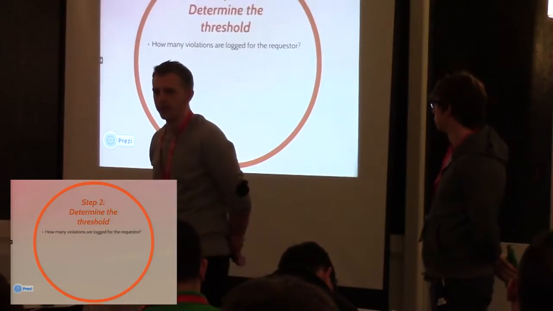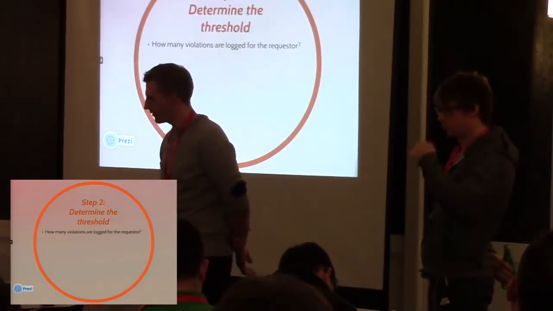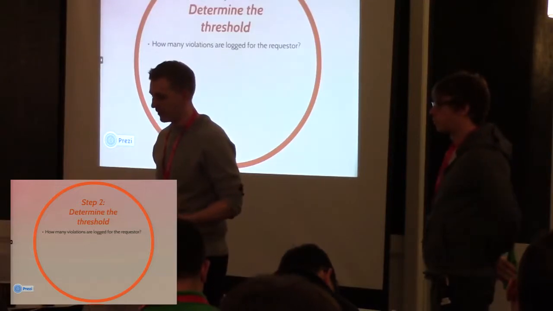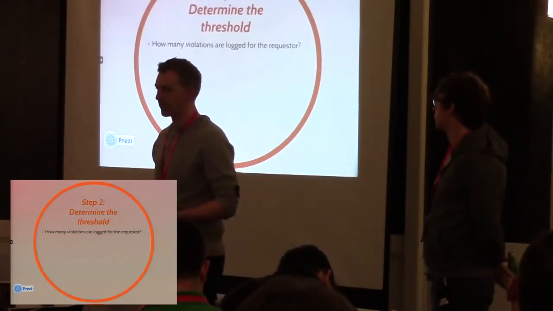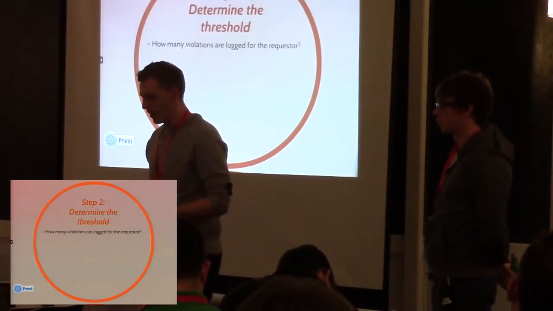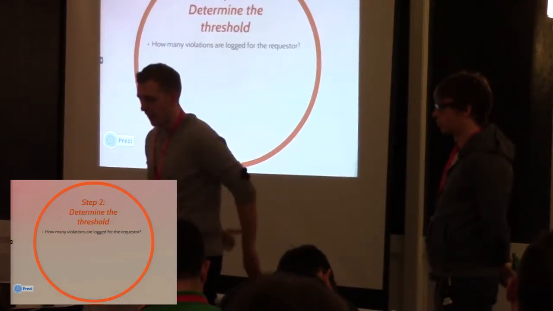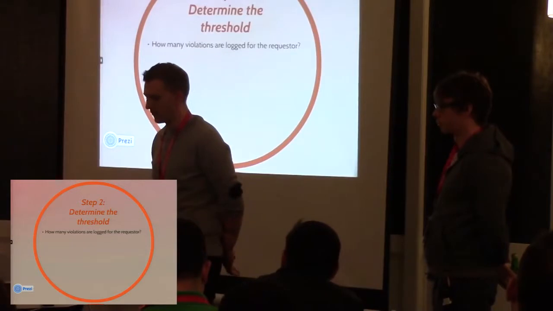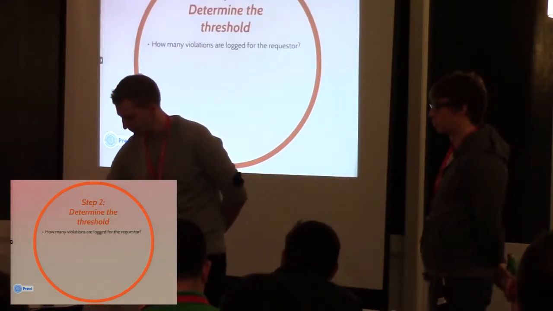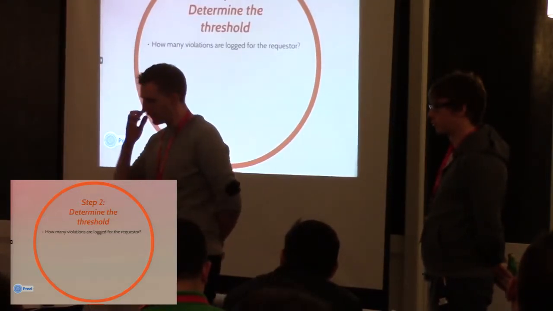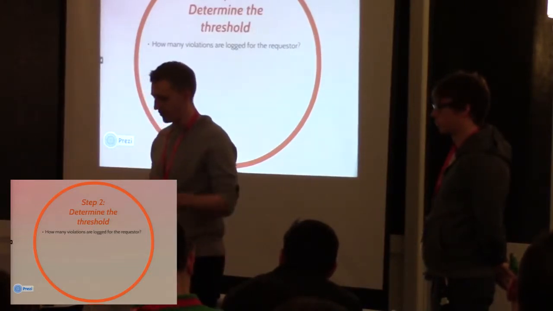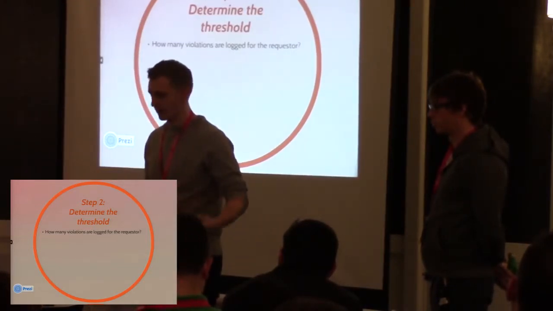The next step is determining the threshold. Basically what we're doing here is saying, okay, based on this request that I've received, I can figure out what IP address it's coming from, what user it's coming from, and their session ID, and I can come up with an aggregate number of how many violations have been logged for this requester. And then based on that and the configuration, which we'll walk through a little bit later, we can determine how bad we think the user is and how we should respond to them.